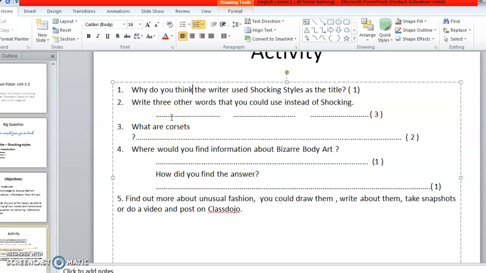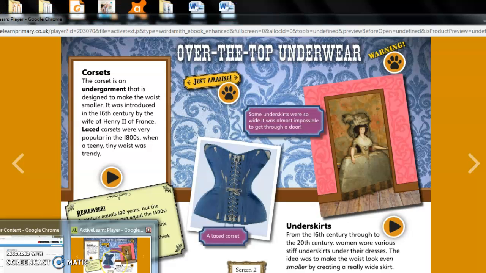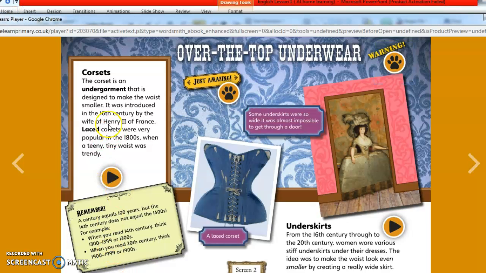But look at question number 2. Write 3 other words that you could use instead of shocking. We have seen that word used on the title. You can discuss with your family and use a dictionary to find other words that we could use instead of shocking. You will get 3 points for that. Question number 3. What is a corset? Now, this question will require you to go back to the text to find the answer. And then we will click very fast back to the text. And here we are on this part here under the subheading corsets. You're going to read through and then you will be able to find the exact answer that you need for that question.